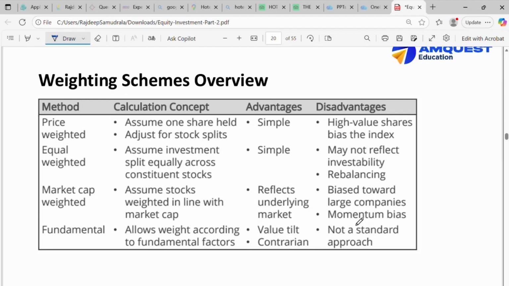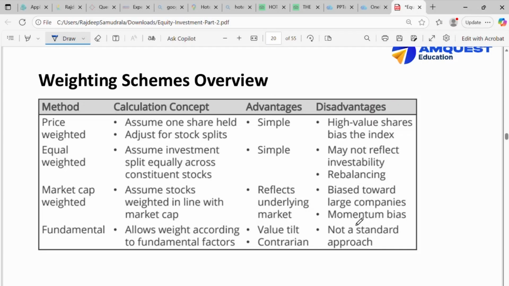Again, equal weighted is similar. In equal weighted, they are assuming that shares are split equally. In price weighted, they're assuming that one person has one share. In equal weighted, it's assumed that everyone has an equal number of shares, which is not normally the case, so that's why the answer is different. In a market weight, it's assumed that all are holding shares in accordance with market weight, market cap.